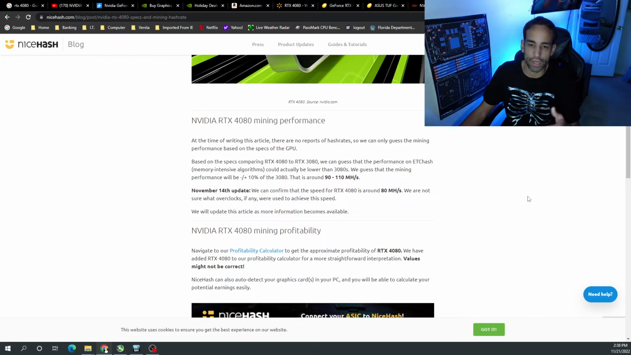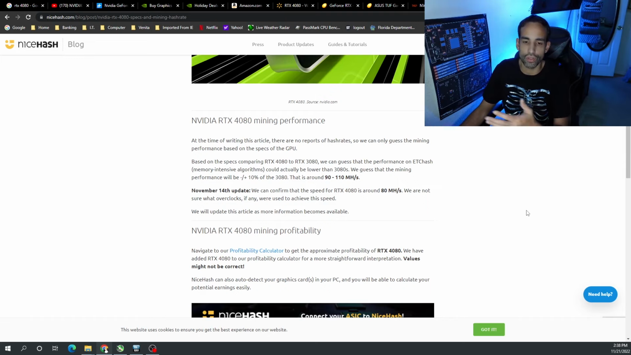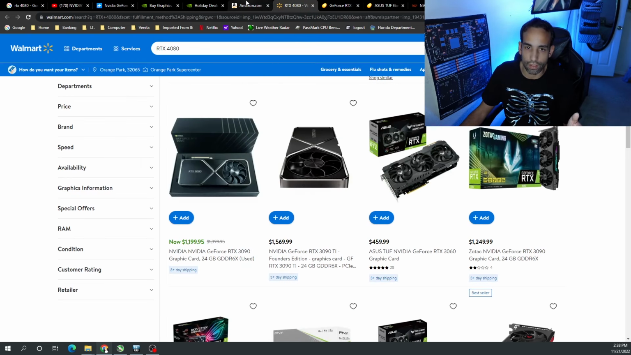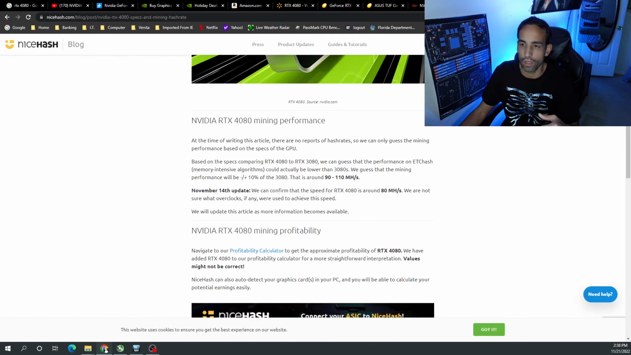So the 4080, if you're buying this card for mining, is a stupid idea, because you could just get a 30 series card, spend less money, and possibly, depending on if you play your cards right, get two 3080s for the price of one 4080, because it's going to be costing you around $2,000 just to buy that card.